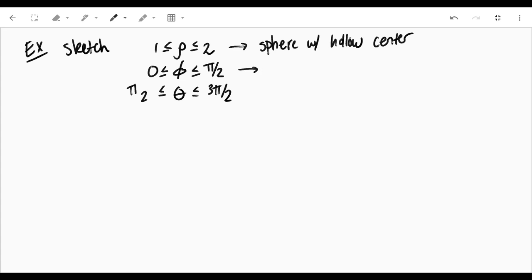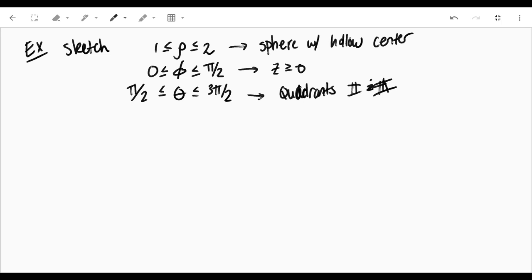Phi being between 0 and pi over 2: from the positive z-axis, I go an angle between 0 and pi over 2. That means I have all positive z values, so I'm above the xy plane. Putting those two together, it's a hollowed out sphere, but only the top half of it, the top hemisphere. Then theta being between pi over 2 and 3 pi over 2 tells me I'm only in quadrants 2 and 3.